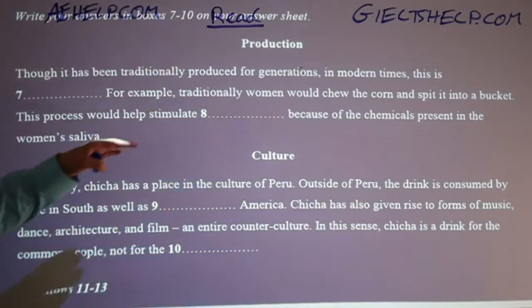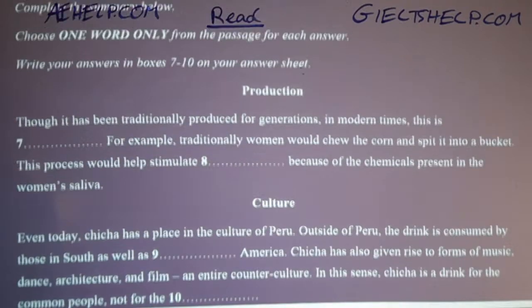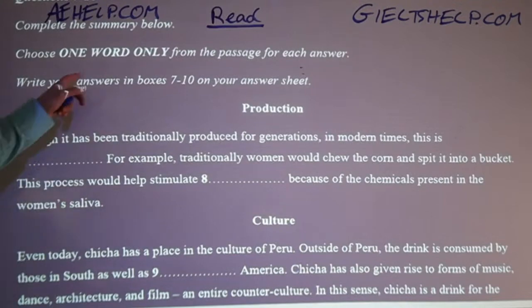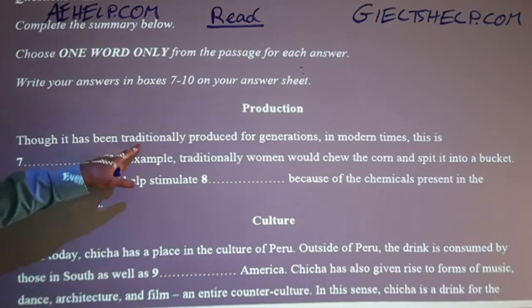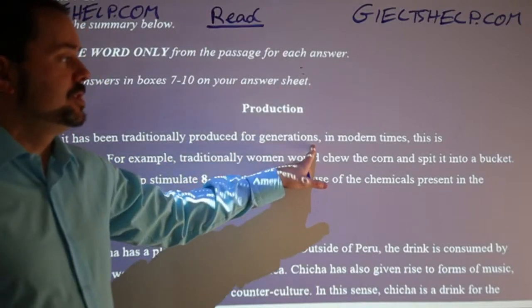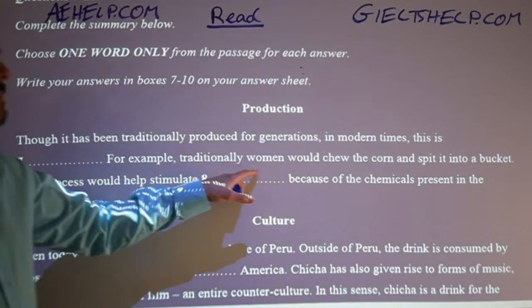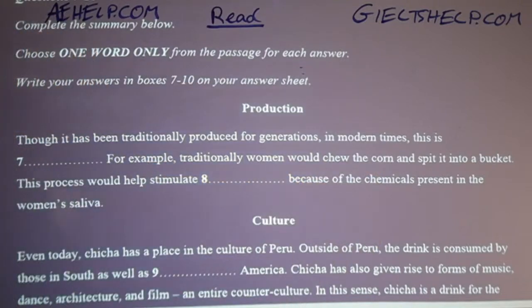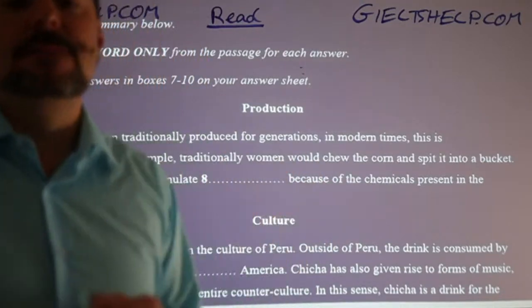Okay. Now, let's look at production. So this is summary completion, and you have to choose just one word from the passage, okay? So let's look at production, all right? Though it has been traditionally produced for generations, in modern times, this is something. For example, traditionally, women would chew the corn, okay? What do you think is the best answer here? I remember what the passage said, so I can answer this without reading. Let's see if you come up with it.